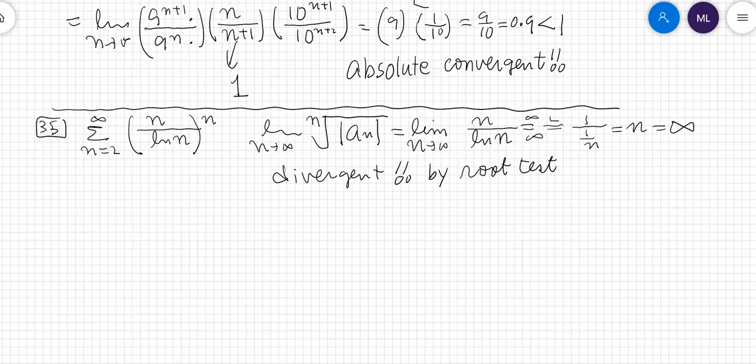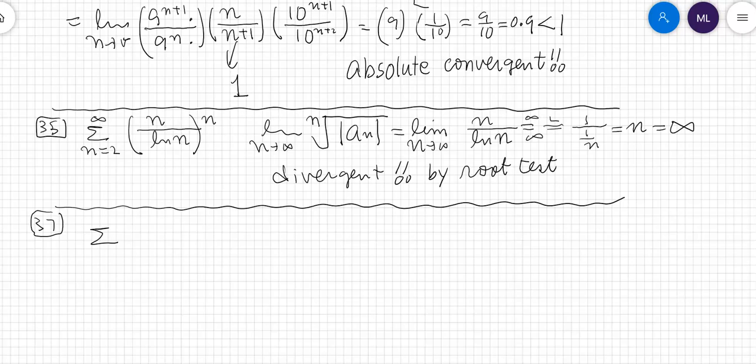Well, let's try. What the heck? 37. I don't think I assigned 37, but I think you can do it. 37 is the summation n equals 1 to infinity, negative 1, what is it? Arctangent, I hate arctangent. Someone is a tangent inverse of n over n squared.